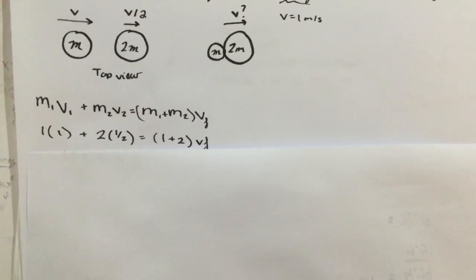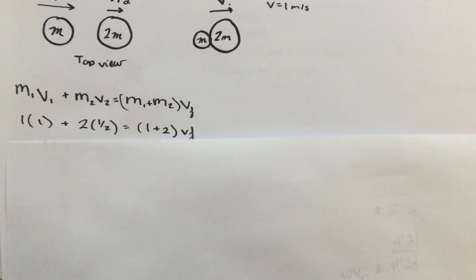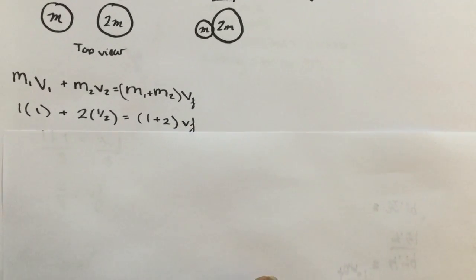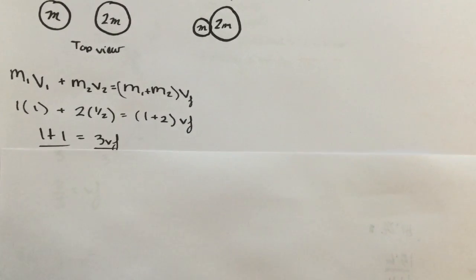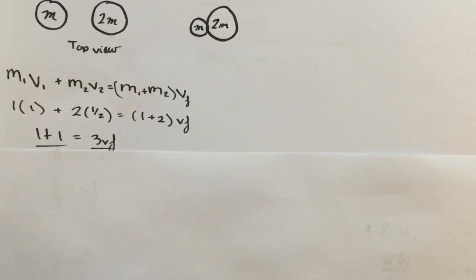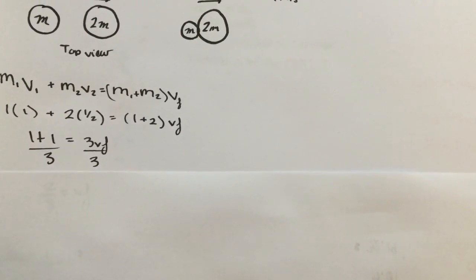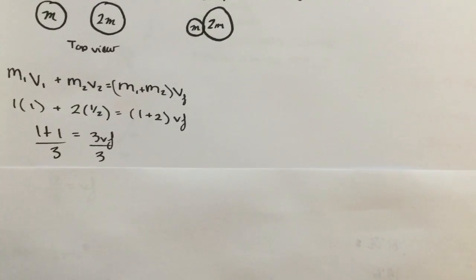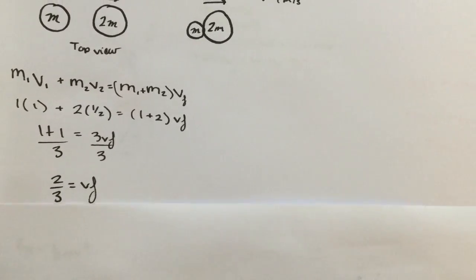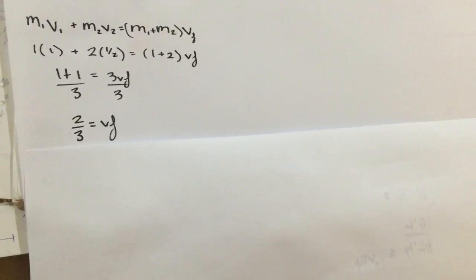So this is what happens. We'll move on. Eventually we get 2/3 to equal the final velocity after the collision.